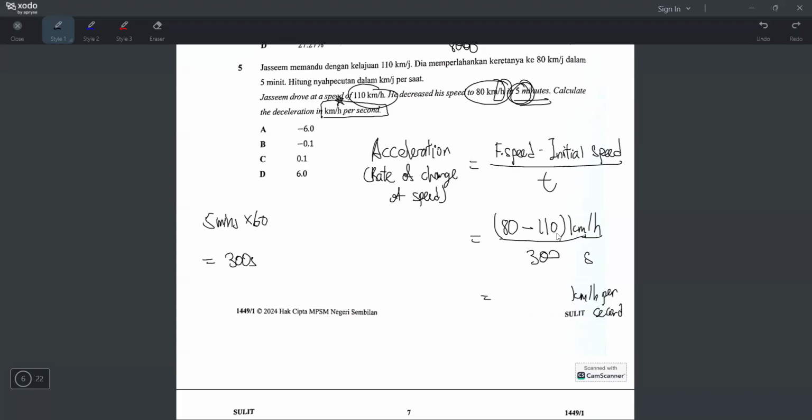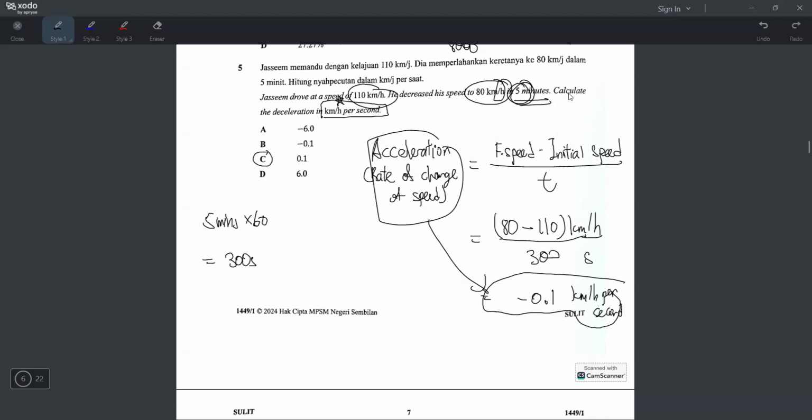Okay, I pressed my calculator already. My calculator gives me negative 0.1, right? So that means the acceleration, or you can say the rate of change of speed, is negative 0.1 kilometer per hour per second. But if you bullet B, wrong. The correct answer is C.